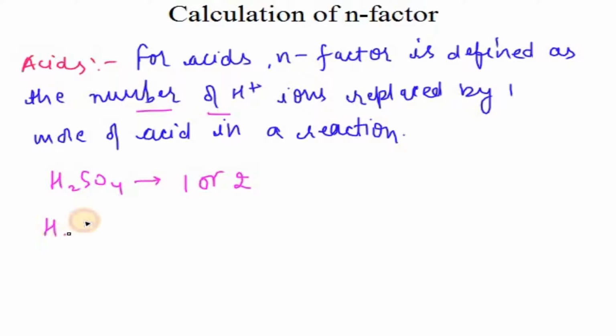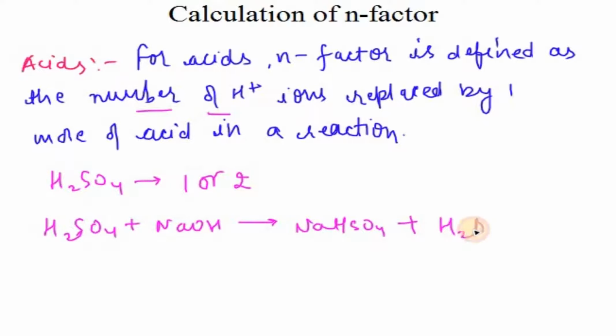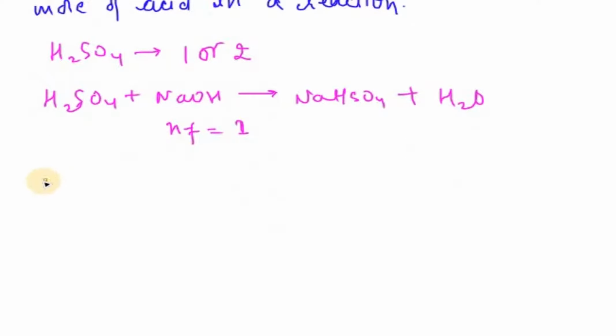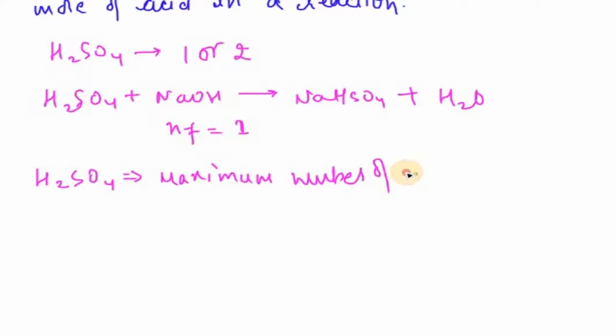Let's see a reaction. H2SO4, here it is reacting with NaOH and it is forming NaHSO4 plus H2O. So in that case the n factor is coming out to be 1. Like if we are reacting with 2 moles, then n factor will be 2 because both of the H is being replaced. So actually if it is just asking what is the n factor of H2SO4, then we will be writing the maximum number of H plus replaced, that is equals to 2. So here the maximum number of H plus replaced is 2.